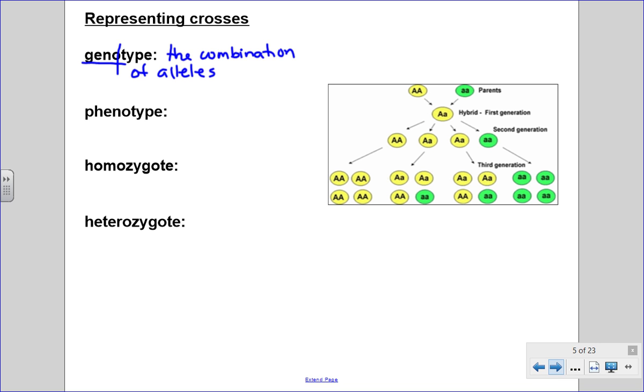So as an example here, for this organism, AA is the genotype. So I didn't say what it looked like, I said what gene combination it had. Phenotype is going to be its outward appearance.